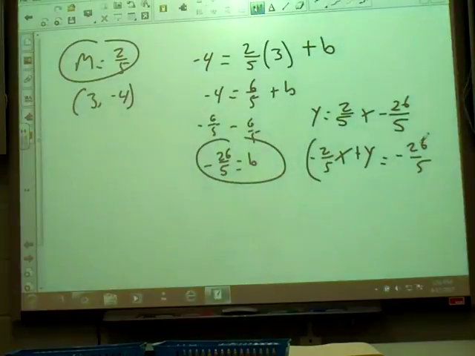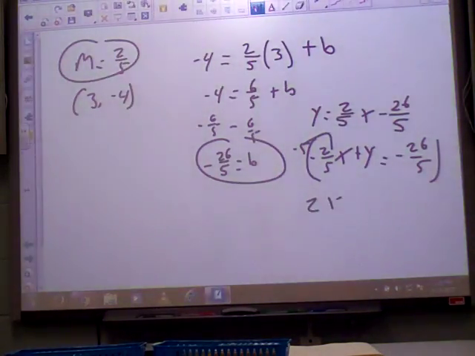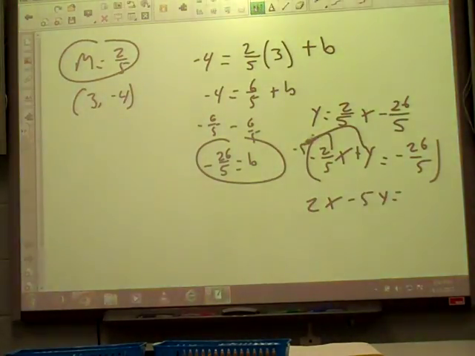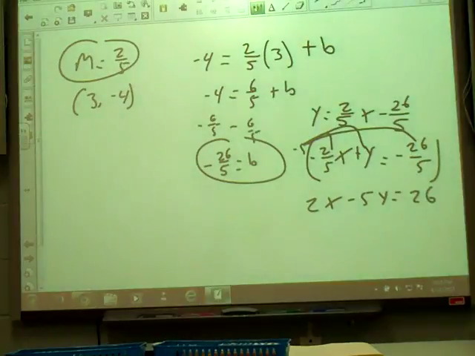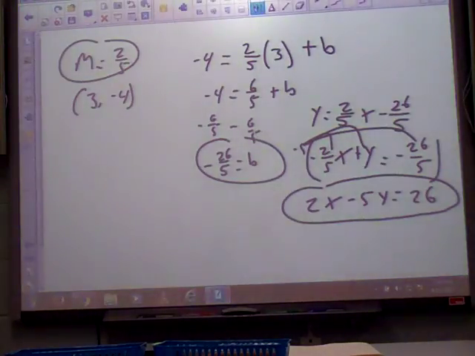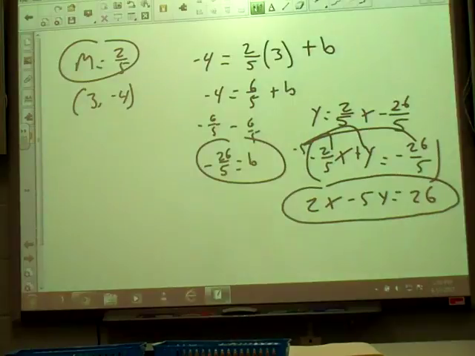Good. Multiply it all by negative 5. So that gets me 2x minus 5y equals 26. So you got the exact same answer. Which one's better? Whichever one you're better at. It doesn't make a difference to me. They both work. They're both mathematically correct. I've got my preference, but it doesn't mean it's any better.